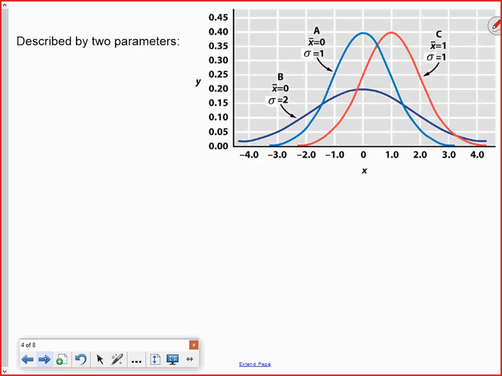Okay. Now, if we're describing a normal distribution, we describe it according to two parameters, or two numbers. And we've already encountered these two quantities before. One of them is the mean, which we refer to as x bar. This of course is the center of the distribution, because it's a measure of central tendency. And we talk about the standard deviation, or sigma.